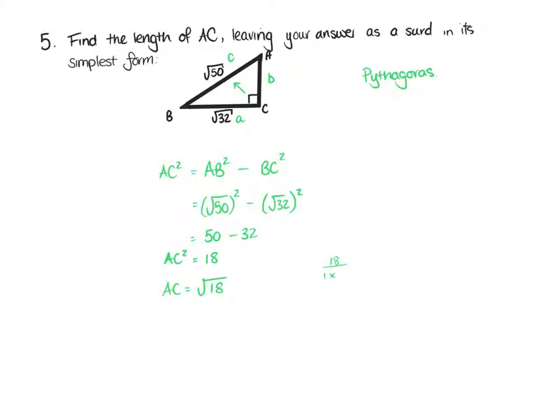Now, because it said the surd in its simplest form, 18. We've got 1 times 18, we have 2 times 9, so we've got our square number. So we have the square root of 9 times 2, so the square root of 9 is 3, and the square root of 2 just stays as it is, and that's us. AC, in its simplest form, is 3 root 2.